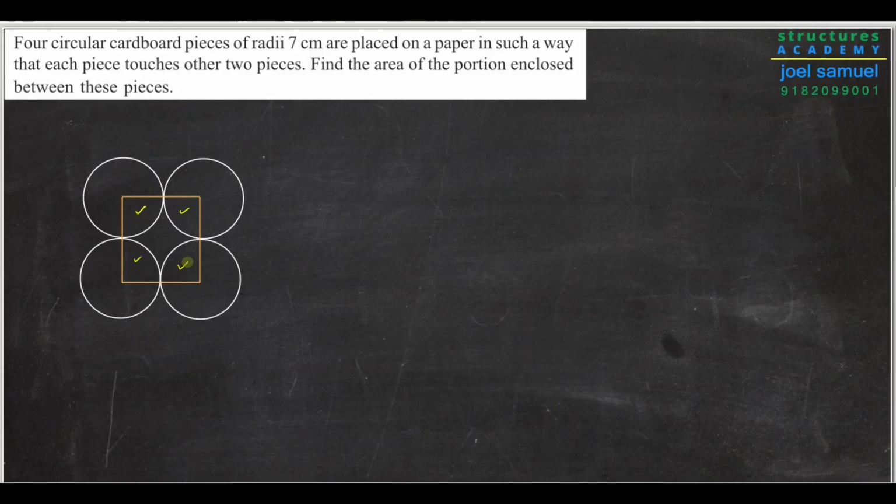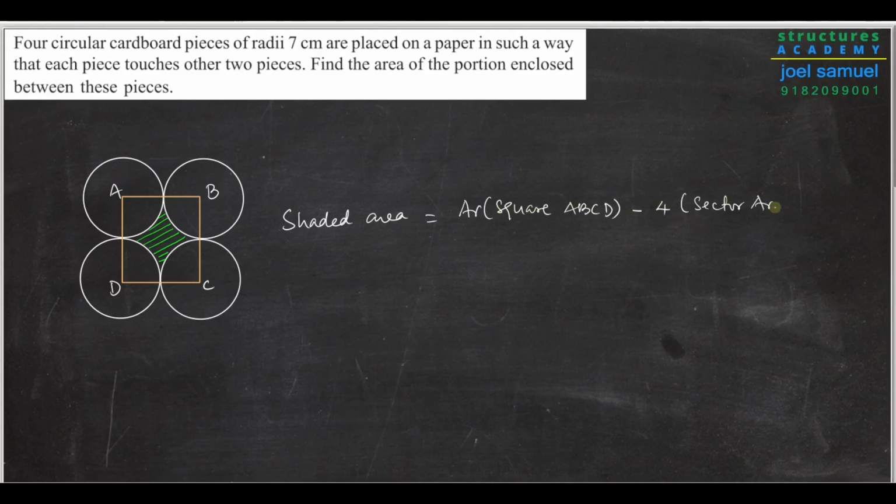Since the radii of each of these sectors is the same, adding the four sectors will give us one circle. So what we could do is we could write 14 square minus pi r square, and that will give us this central area. So we know the area of the square will be 14 times 14 minus pi into 7 square.